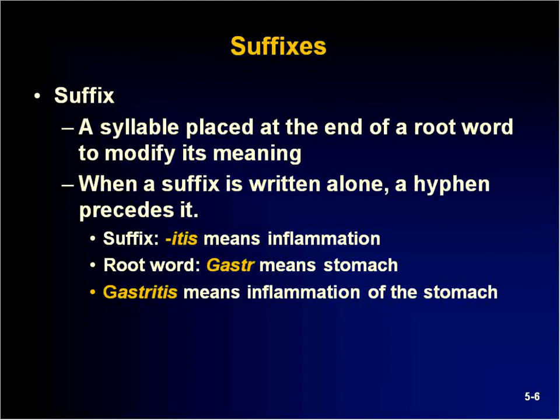A suffix is a syllable placed at the end of the root word, and it's used to modify its meaning. When the suffix is written alone, a hyphen precedes it. For example, the suffix -itis means inflammation. The root word gaster means stomach. The hyphen that precedes -itis indicates that another word part precedes the suffix to form a complete word. Combining the root word and suffix results in the medical term gastritis, which means inflammation of the stomach.